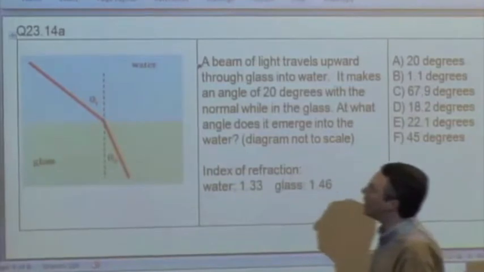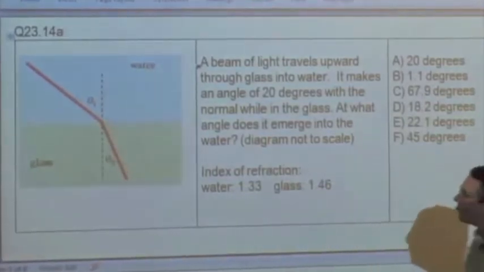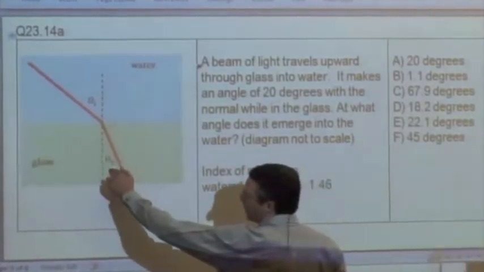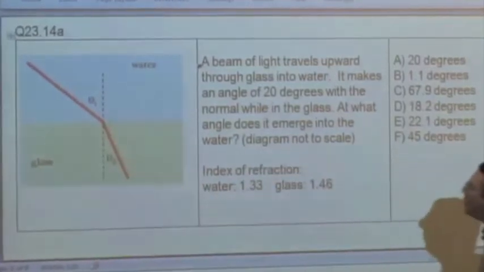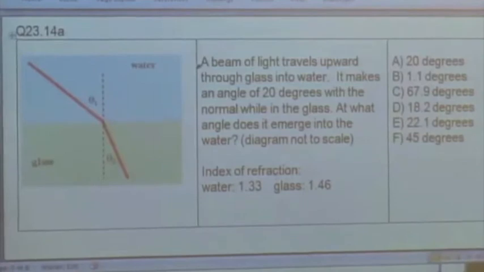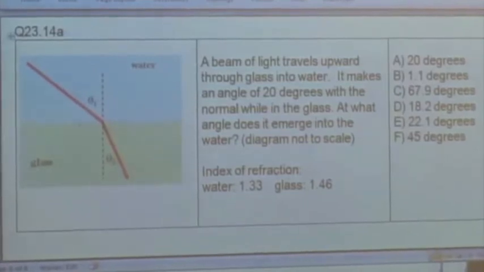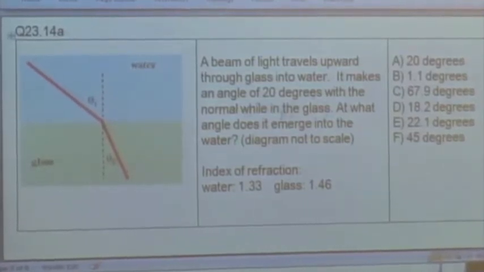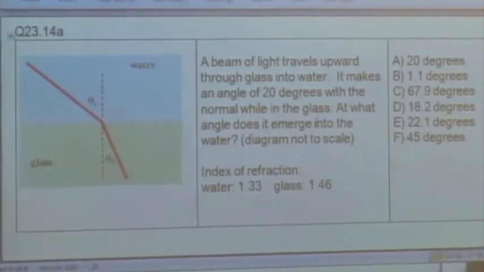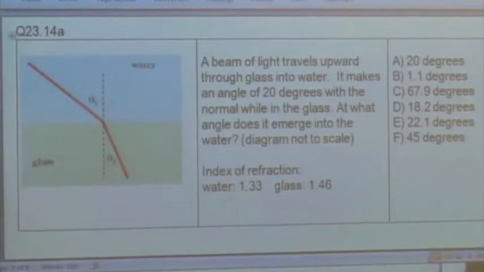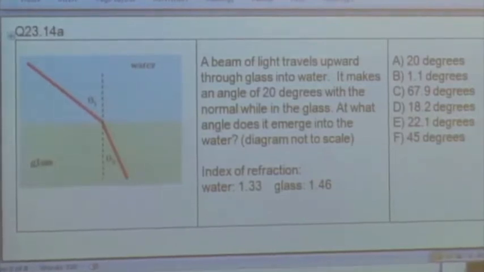Now, the subscripts, you got to be a little bit careful here. Theta 2 is referring to the angle in glass. Theta 1 is the angle in water, and theta 1 is the thing we're trying to find. Okay, so it makes an angle of 20 degrees with the normal while in the glass. At what angle does it emerge when it goes into the water? And again, the diagram is not to scale. Indices are 1.33 for water, 1.46 for glass. Let's try it out, see what we get.